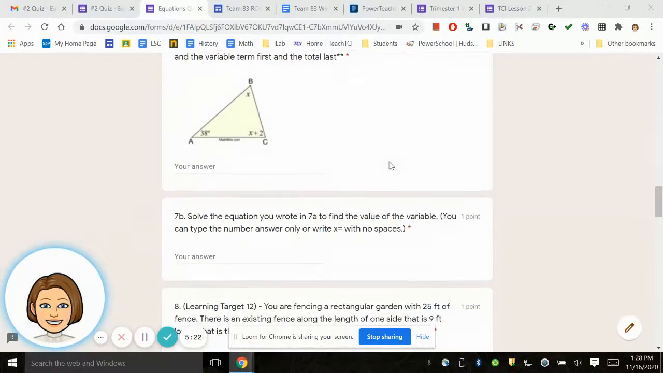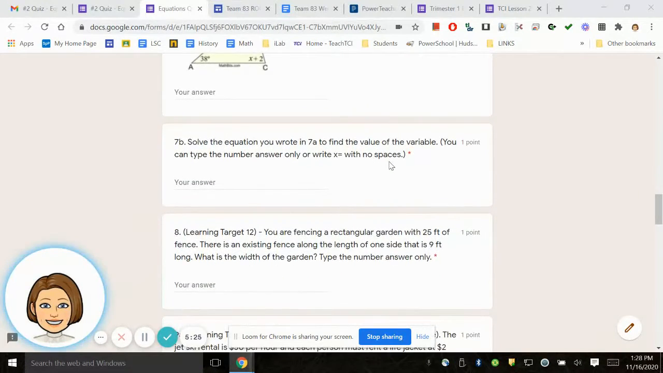After you write the equation for 7a, in 7b, you're solving the equation. So number 7b says solve the equation you wrote in 7a to find the value of the variable. You can type the number answer only or write x equals with no spaces. So you can either write the number or x equals the number.